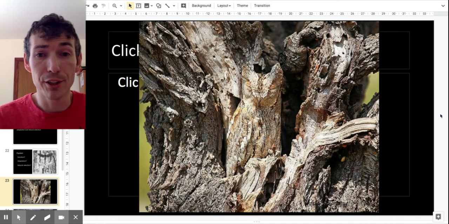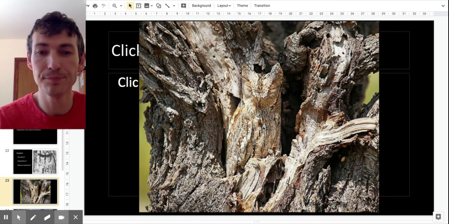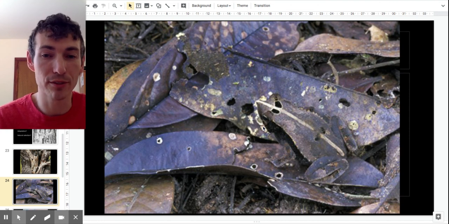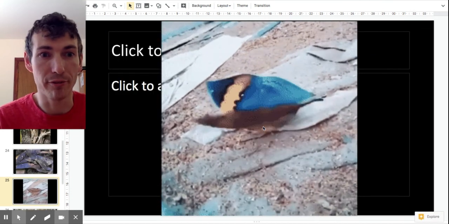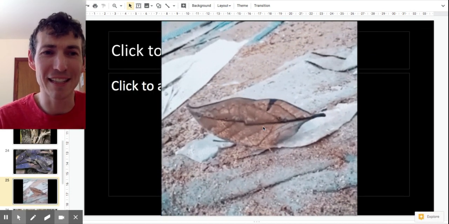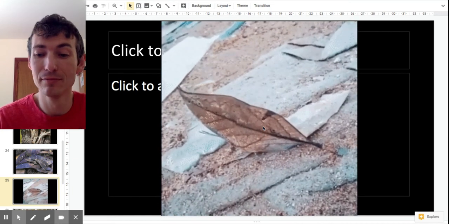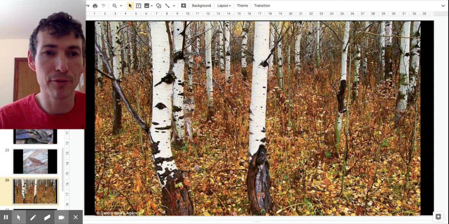You might be able to see here, the adaptation of this owl is its excellent camouflage. If you look closely here, the adaptation of this frog is that it's really well camouflaged as well. And this is one of my favorite creatures. This is called the dead leaf butterfly. Its adaptation is that it looks like a dead leaf. Right then, if you look carefully here, you can see an animal. I'll let you try to find that.